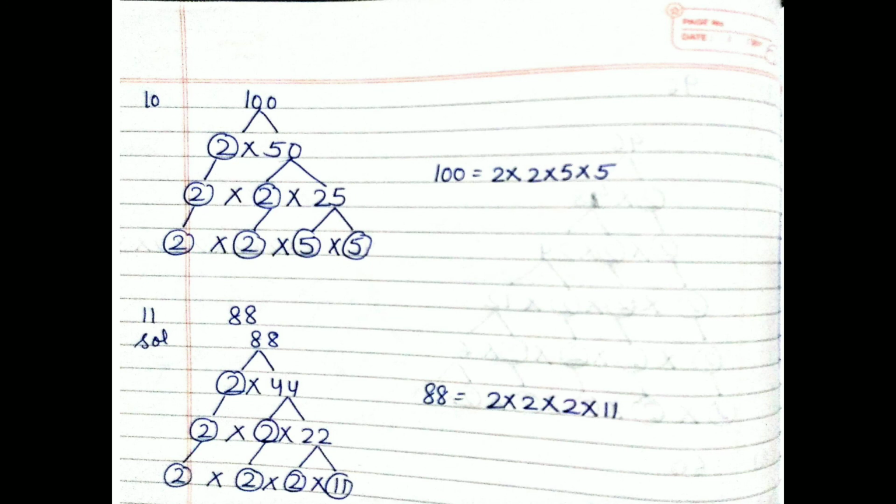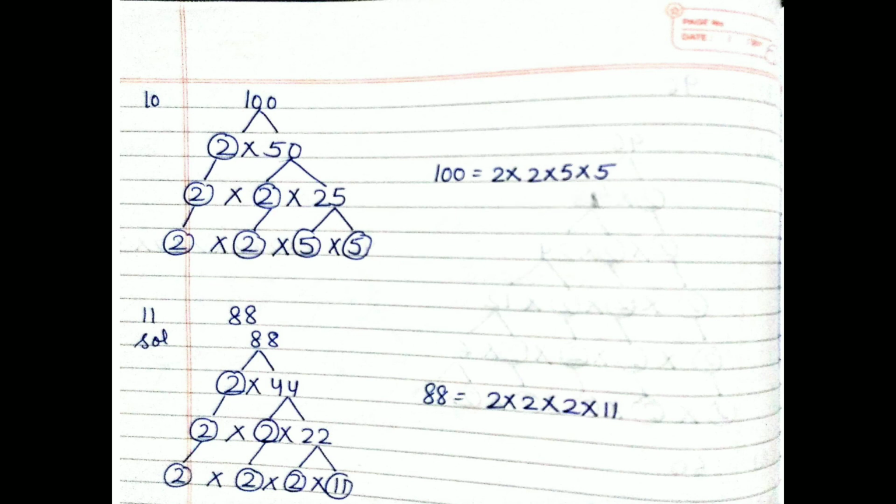Now that is 100. 2 50s are 100. Then you make a 50 factor, 2 25s. Then you make a 25 factor, that is 5 5s are 25. Now all these are the factors of 100. You write 2 into 2 into 5 into 5.